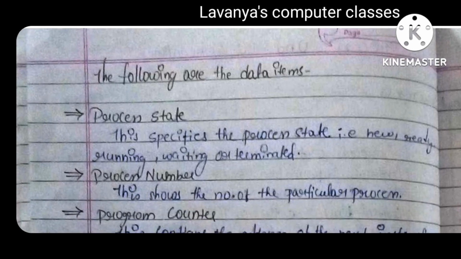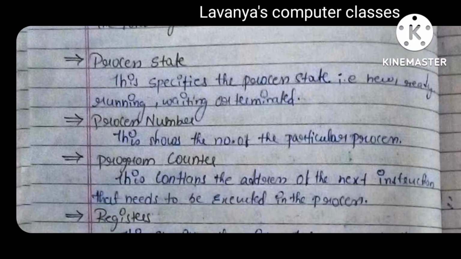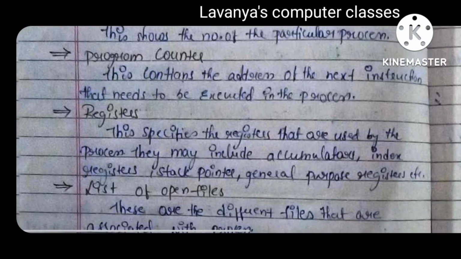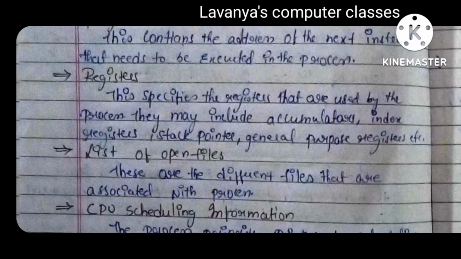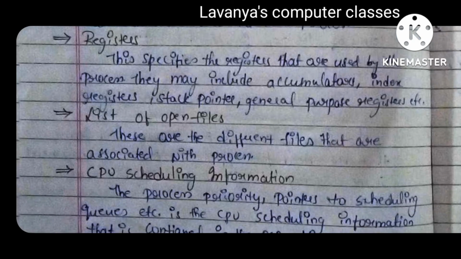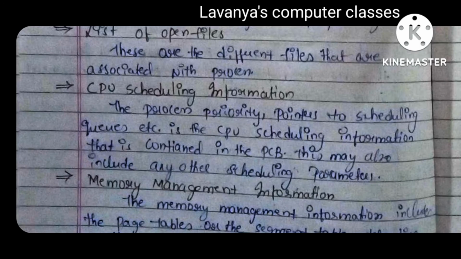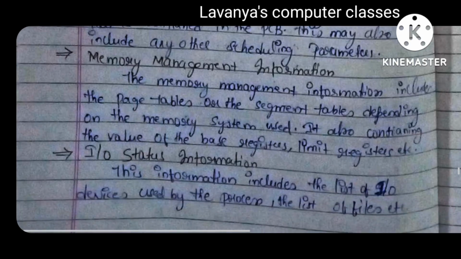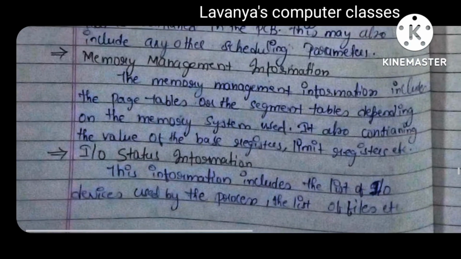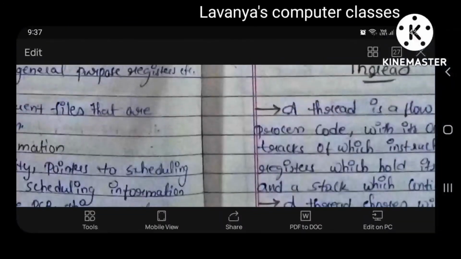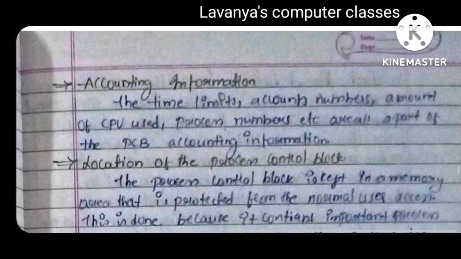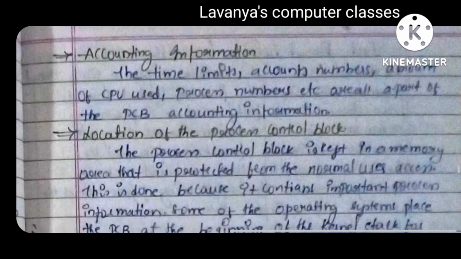And this is the explanation. Process state, process number, process counter, registers, list of open files, CPU scheduling information, memory management information, IO status information, accounting information, location of the process control block.